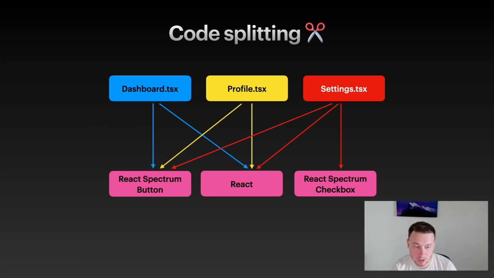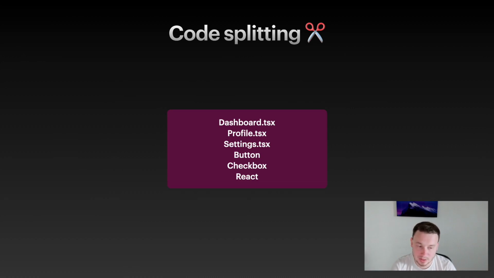As I mentioned before, code splitting is important to make sure users aren't loading unnecessary code when they first load the app. In this example, there are 3 pages: dashboard, profile, and settings. All 3 use React and the React Spectrum button component, but checkbox is only used by the settings page. A simple bundler without code splitting would just put all of this into a single bundle for the whole app.